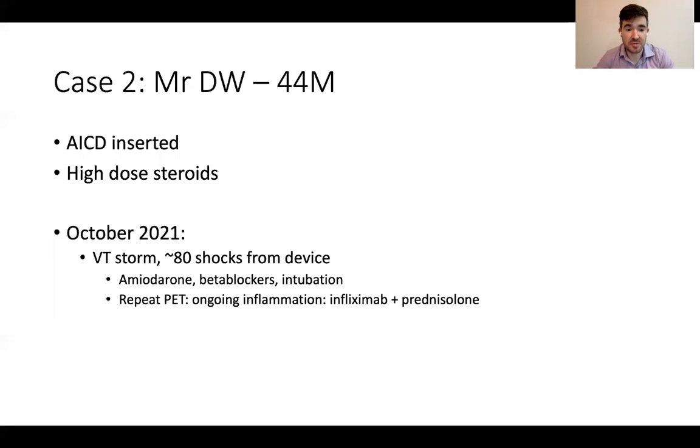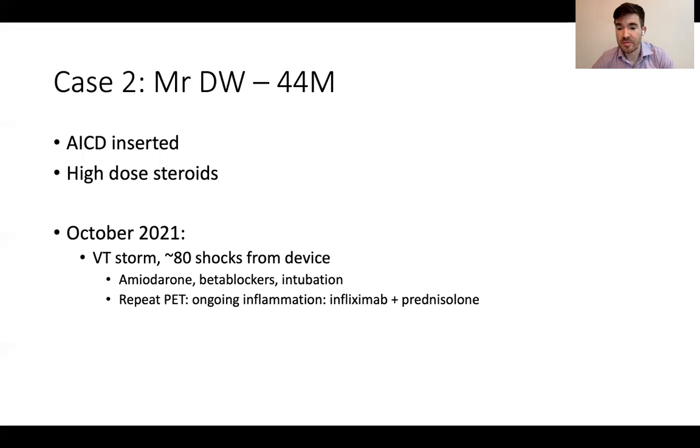Unfortunately, he represented to hospital 4 to 5 months later with VT storm, actually undergoing about 80 shocks from his device with conscious VT. This required intubation in the end in ICU, as well as amiodarone. A repeat PET at the time showed ongoing inflammation, and so he was restarted on high-dose prednisone as well as infliximab, and he was actually referred to our centre for consideration of VT ablation.